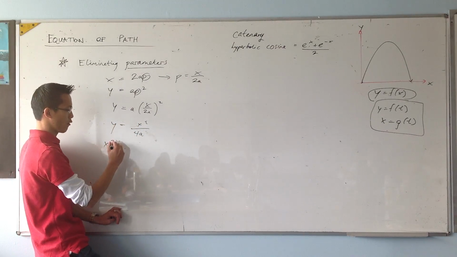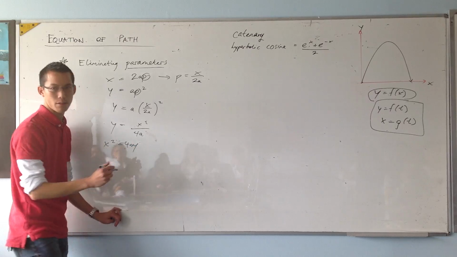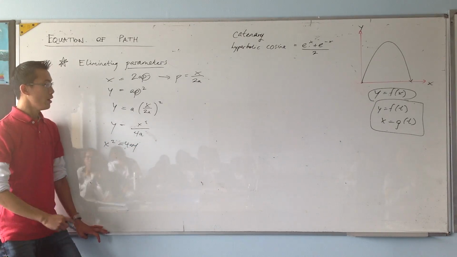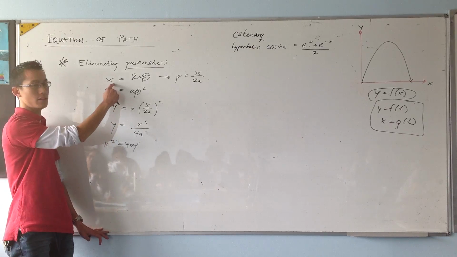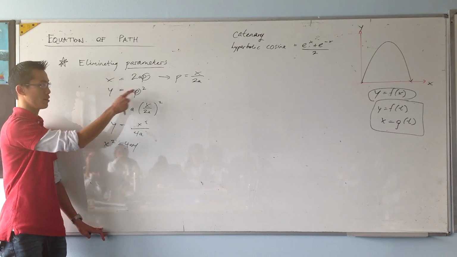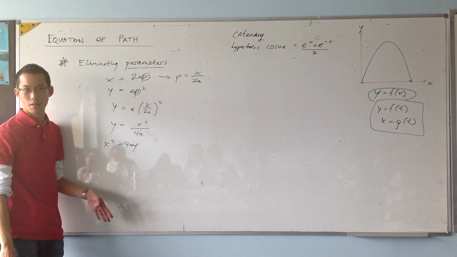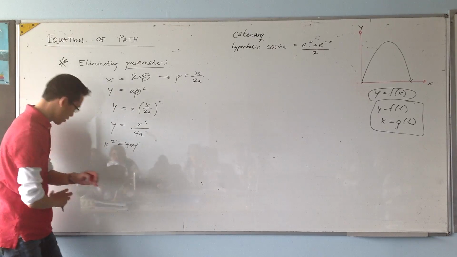And that's what leaves you with your familiar x squared equals 4ay, where a is focal length. Okay? So, sweet. That's how we do it. If we know what our function of x is and our function of y is, in terms of the parameter, we can eliminate it. Okay?